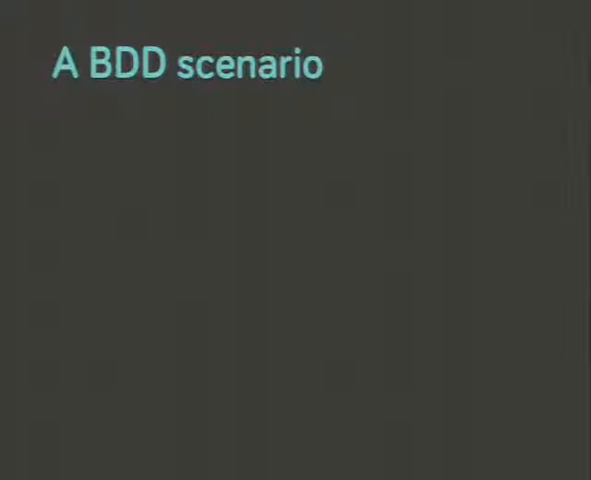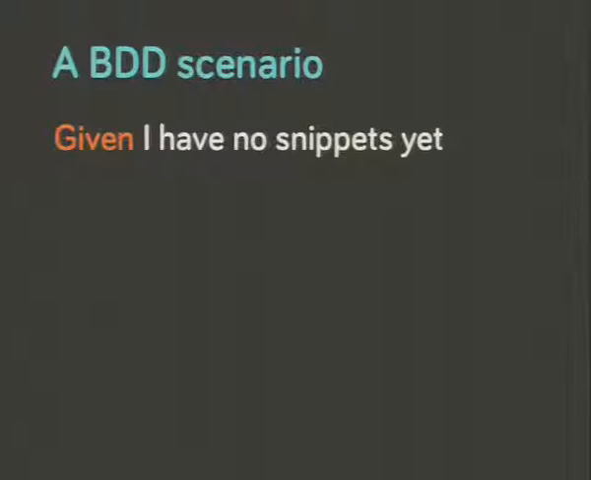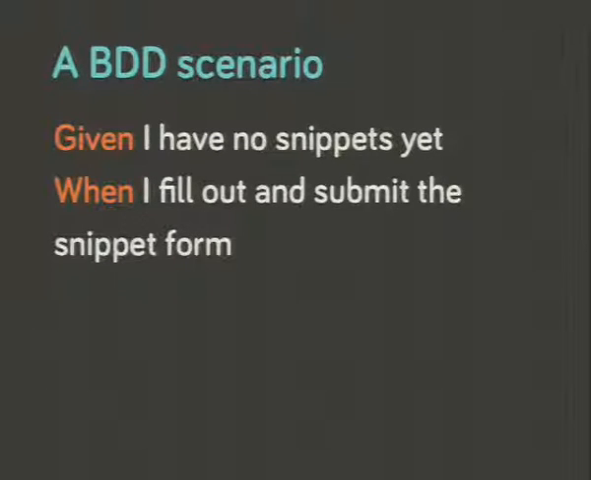In fact, you'll probably need quite a few scenarios to fully describe a feature. Now, a BDD scenario will have three parts to it. So we start with the context: given I have no snippets yet, for example. The second part is then a condition, or an event that occurs to your system: when I fill out and submit the snippet form. This event comes from the user.